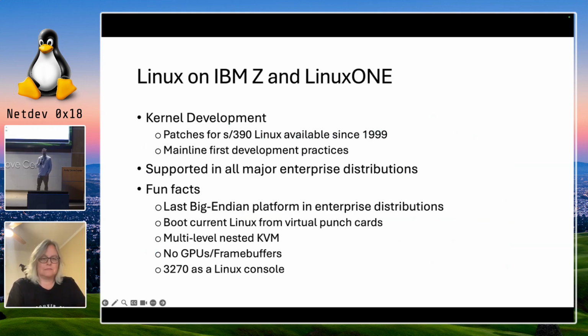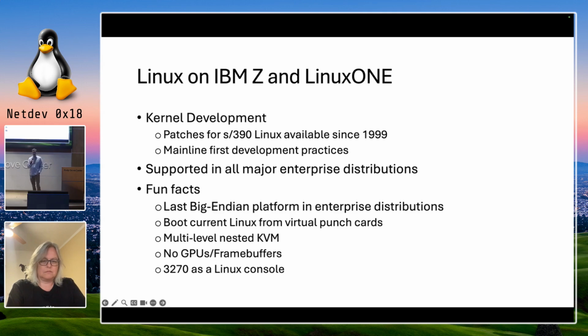And now for some things about Linux specifically on IBM Z and LinuxONE. Just organizational, I think it's very important to note that our kernel development has a long history. We posted patches for supporting 390 systems back in 1999, when it was still s390. Since then, we've always been doing mainline first development. Nothing goes into our supported Linux systems without being mainline first. If we need to backport something, we bring it upstream first.